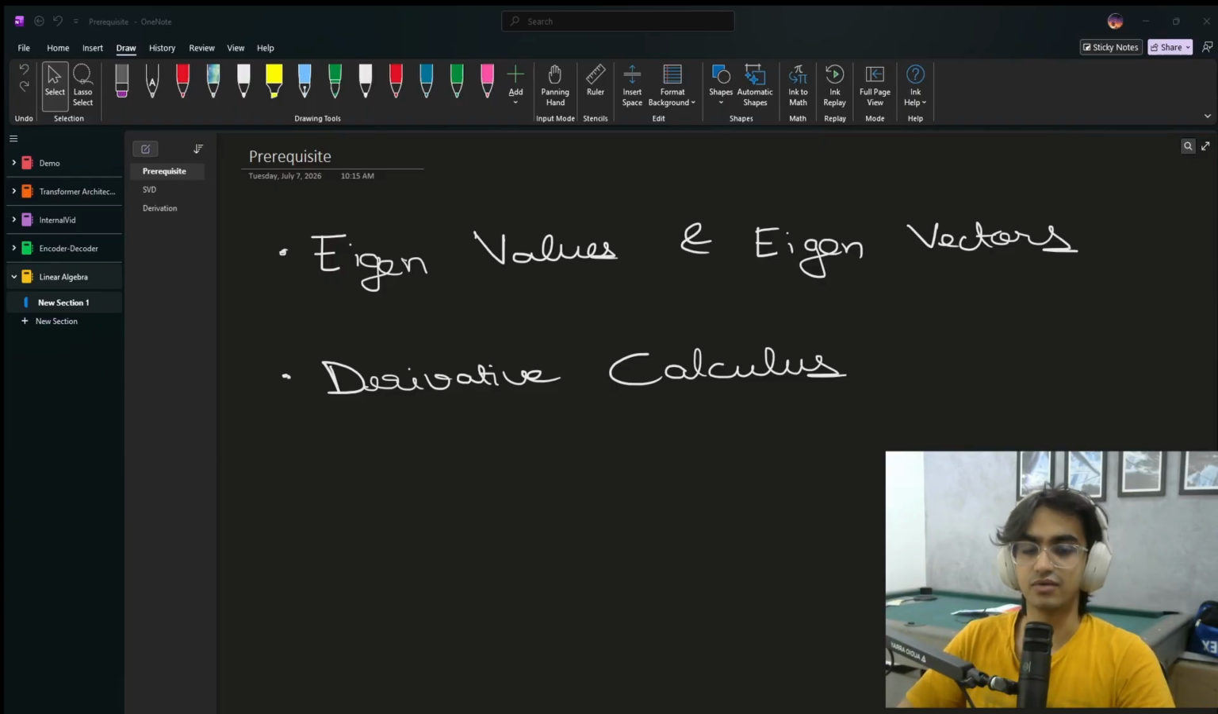Before we get into it, there are certain prerequisites that you have to cover. One, you need to know about eigenvalues and eigenvectors, how to calculate them and what they signify, as well as a bit of derivative calculus. This derivative calculus comes in handy when we're doing the derivation and getting the formula for SVD. So let's get right into it.